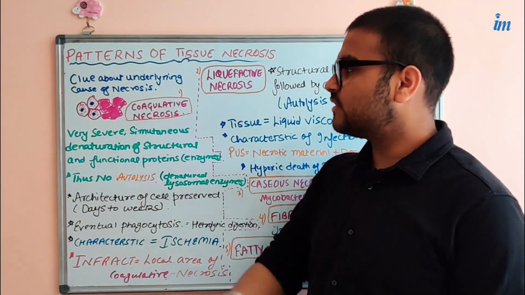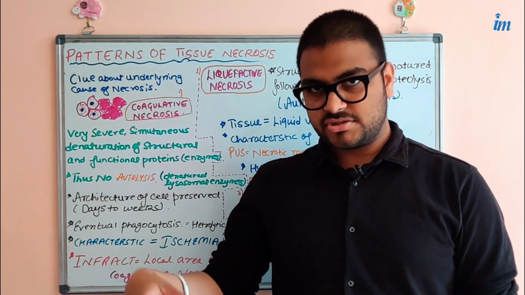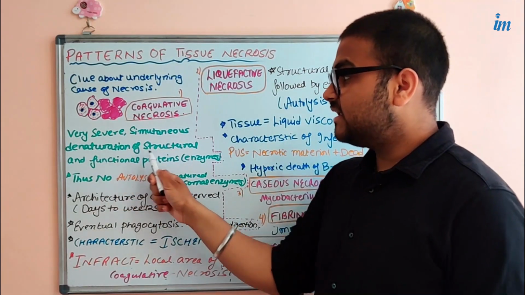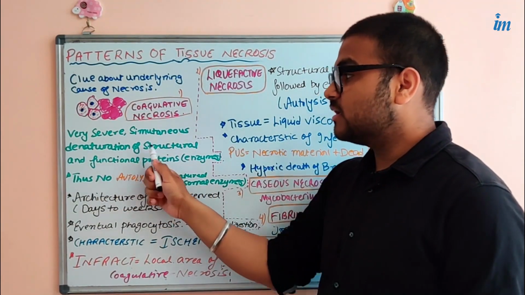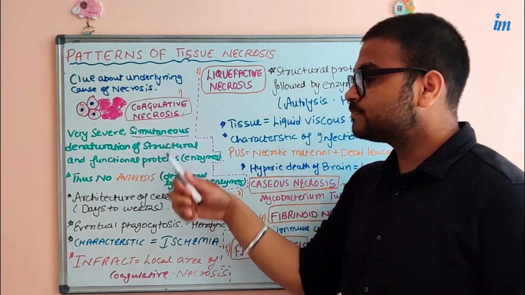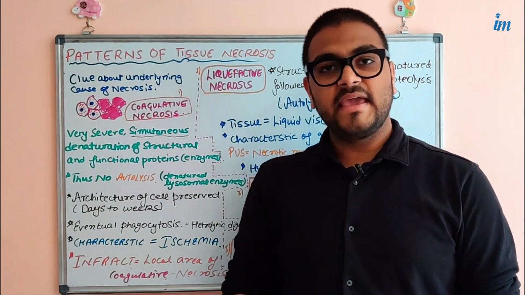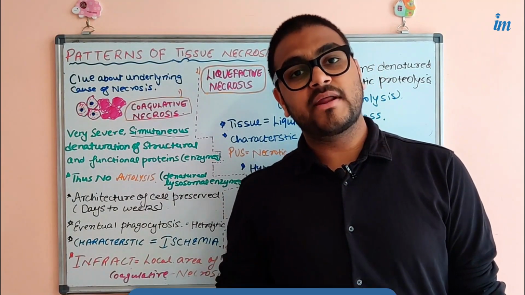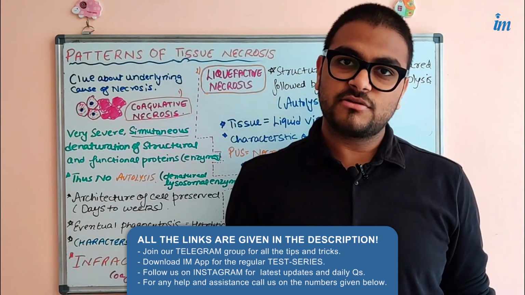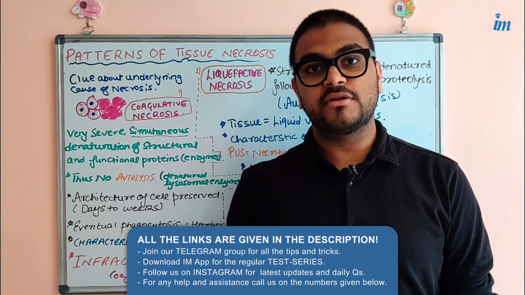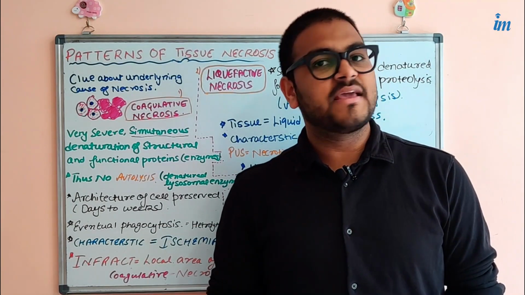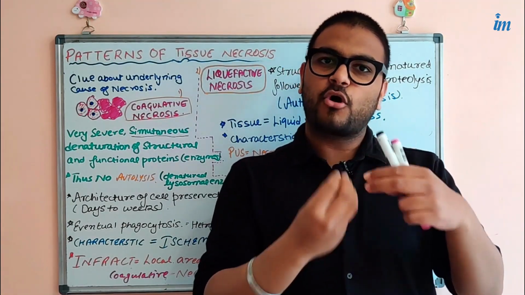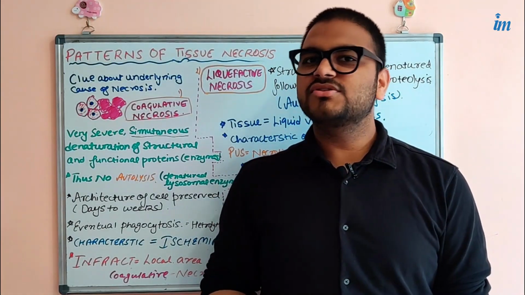But what happens in coagulative necrosis is, due to the decreased pH because of lactic acid, there is very severe simultaneous denaturation of structural and functional protein. The important word here is simultaneous. Simultaneous means एक साथ structural proteins और functional proteins, मतलब the enzymes that had the capability to destroy the cellular structure have also undergone denaturation. Denaturation means they have lost their function, because if the protein is denatured, the coils of the protein are open now, and that protein is of no use.